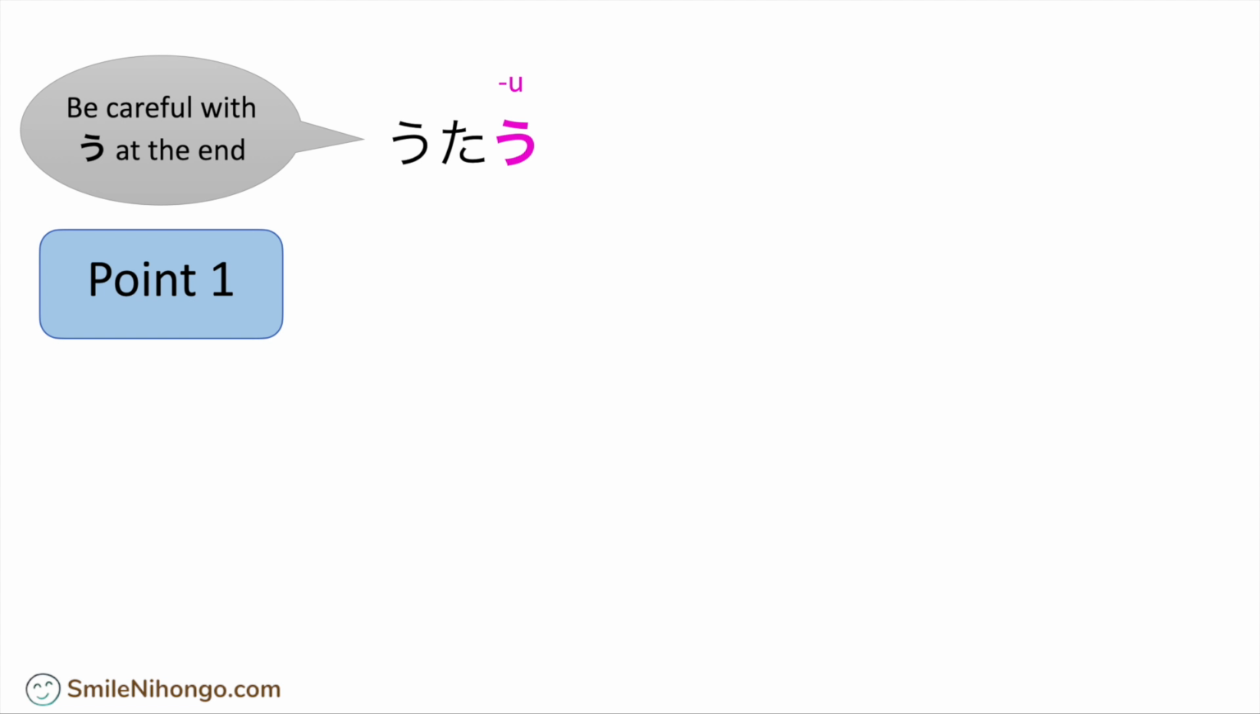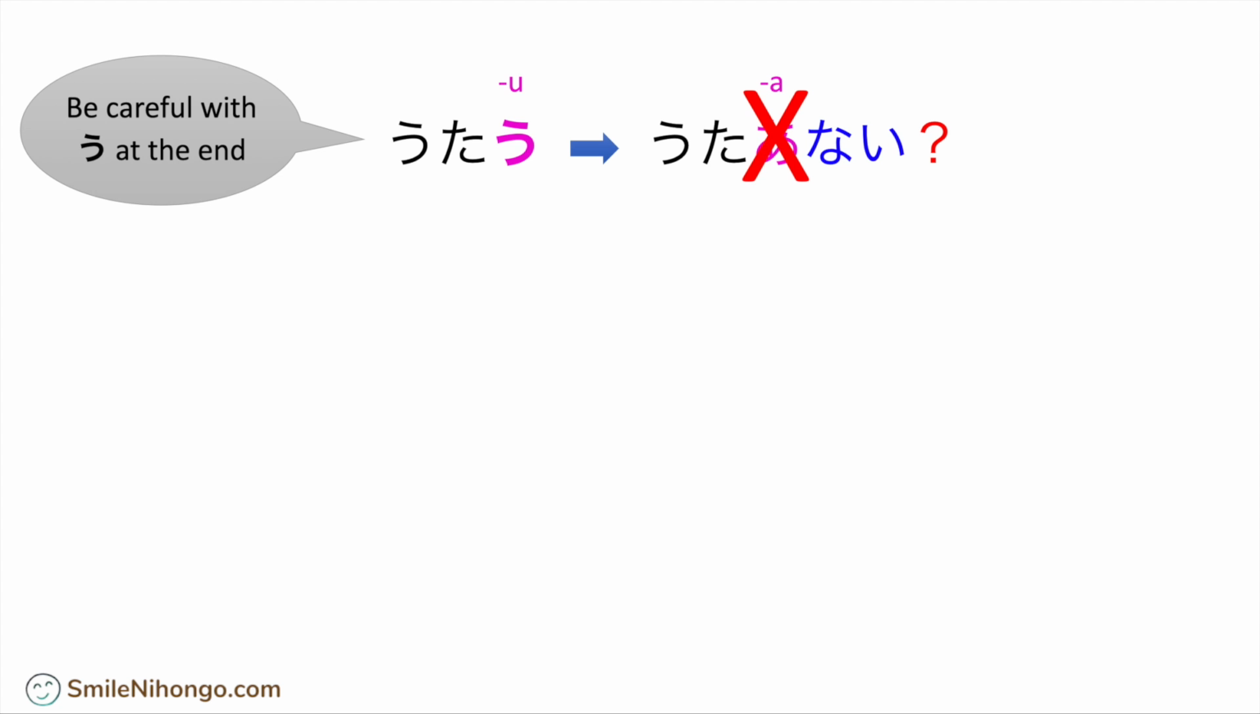Okay, I need to give you 2 crucial points that you need to keep in mind when you conjugate u verbs into the negative. Point number 1. Be careful with the u verb that ends in hiragana u, such as 歌う. If you apply the formation rule that we just learned, 歌う in plain negative is supposed to be 歌わない, right? But that's not the plain negative form of 歌う.